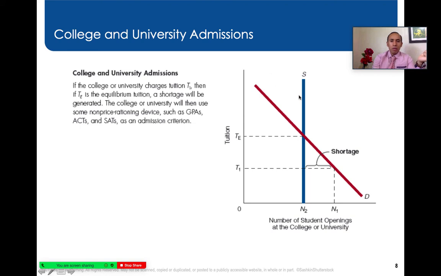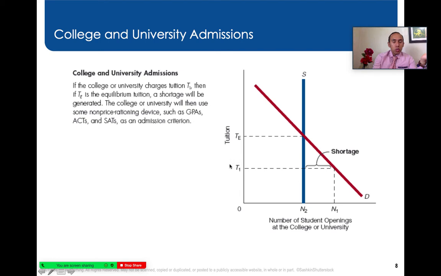So we have the equilibrium model with a supply of student enrollment. This is the number of student openings at the college or university. And we have the students that are demanding enrollment into college yearly. So if the college or university, depending on who they are, charges a tuition T1, tuition is on the vertical axis, number of openings is on the horizontal axis. We have the demand for college and the supply of college admissions.